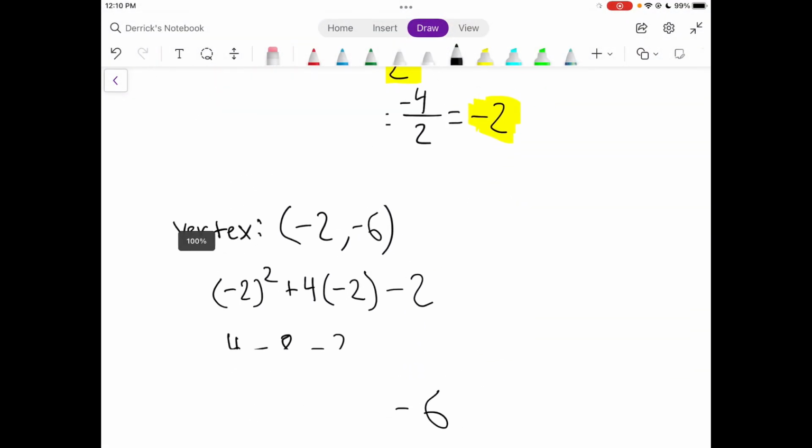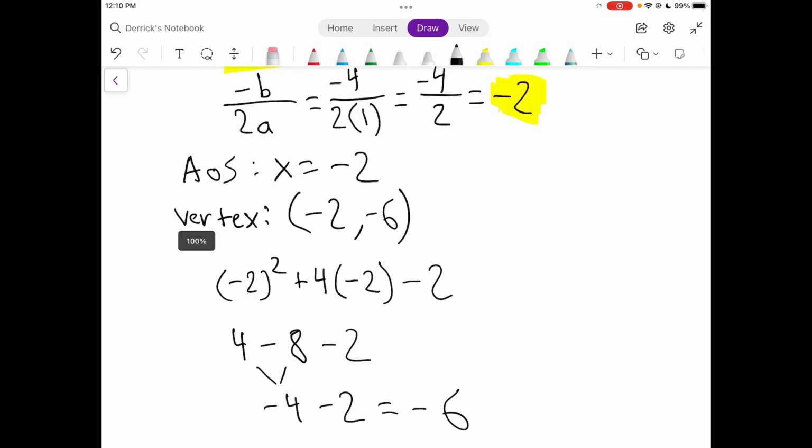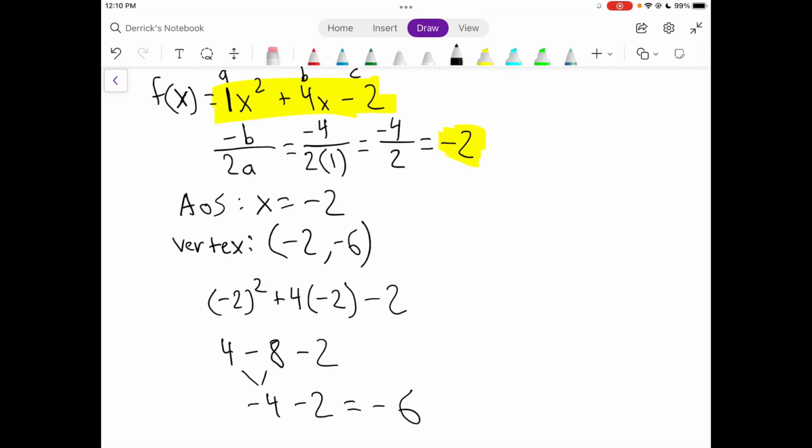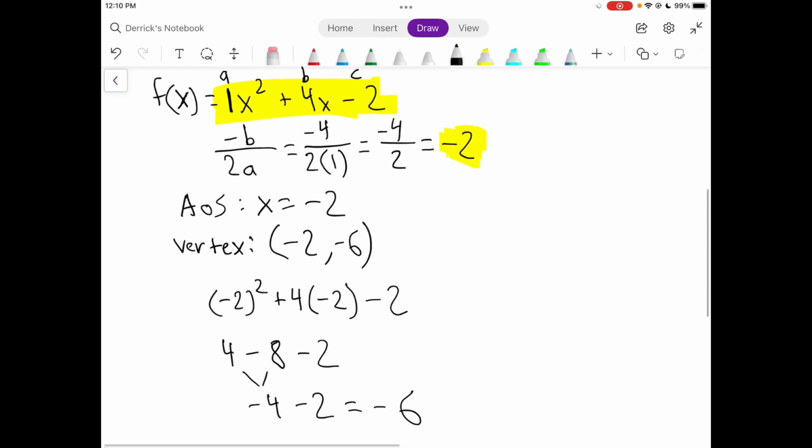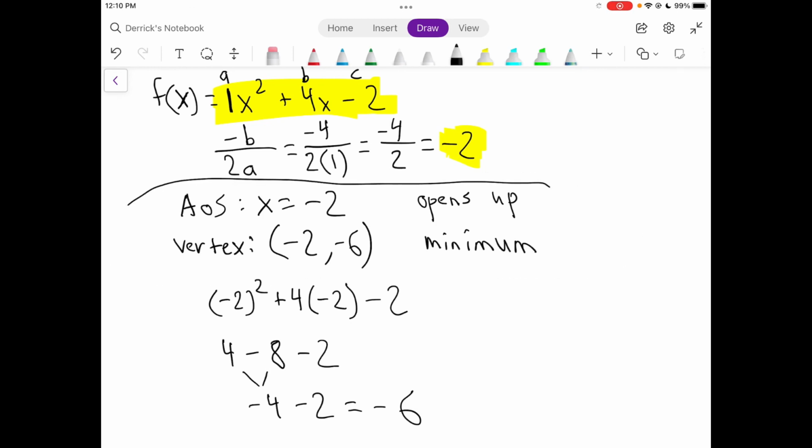Another thing that I'd want to know is whether this graph is going to have a maximum or minimum point. So I need to check the a value to figure out if this is opening up or down. Well, we have an a value of positive 1, so that means this is going to open up. And if the graph opens up, that implies that we will have a minimum point, giving us all the same information we wanted to find with vertex form.